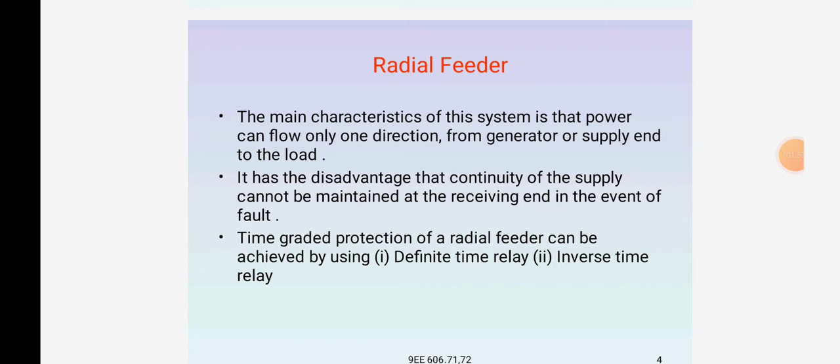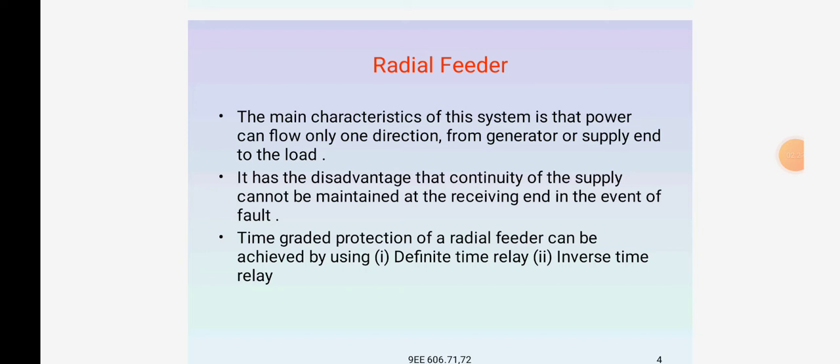The overcurrent protection of a radial feeder by definite time relays. Here, a generating station supplies three substations. At all substations, an overcurrent relay has been used with a definite minimum time setting. The time setting is such that it is least for the relay of the last substation and is maximum for that of the generating station.